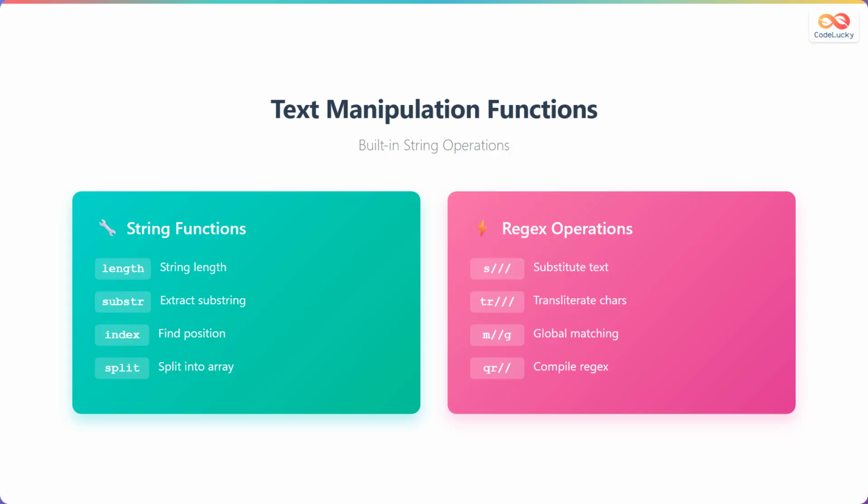Regular expression operations offer more sophisticated text manipulation capabilities. The substitute function s/// replaces text patterns with new content. The transliterate function tr/// transforms individual characters. The global match modifier m//g finds all pattern occurrences in a string. The compiled regex function qr// creates reusable pattern objects for improved performance. Together, these functions provide comprehensive tools for any text processing requirement.